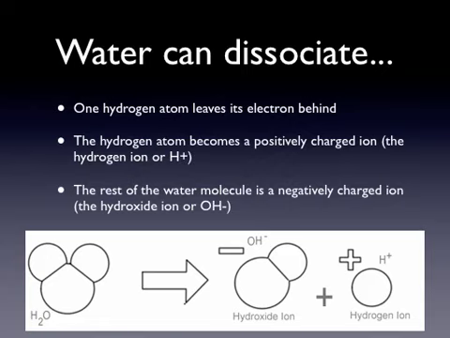Water can dissociate. When a hydrogen atom leaves its electron behind, the hydrogen atom becomes a positively charged ion. It becomes a proton. We often call this a hydrogen ion, or we can designate it with an H+. The rest of the water molecule that's left behind is negatively charged, and we call that a hydroxide ion, or OH negative.